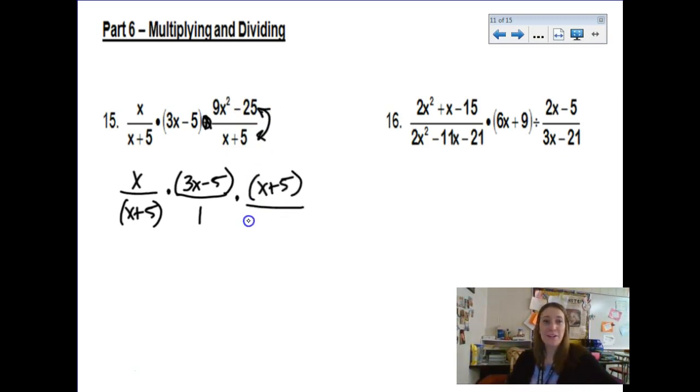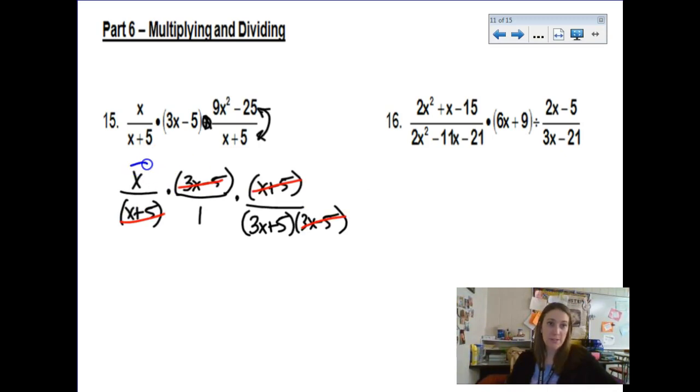And the only thing that we can factor in this problem is 9x squared minus 25. That is the difference of two squares. So that factors into 3x plus 5 times 3x minus 5. And let's see what's going on. Gone. Gone. And that is it.